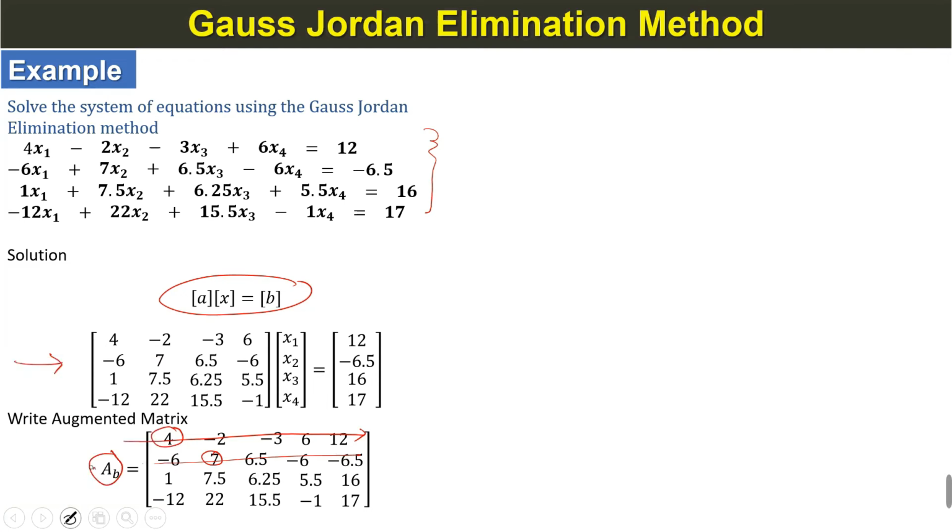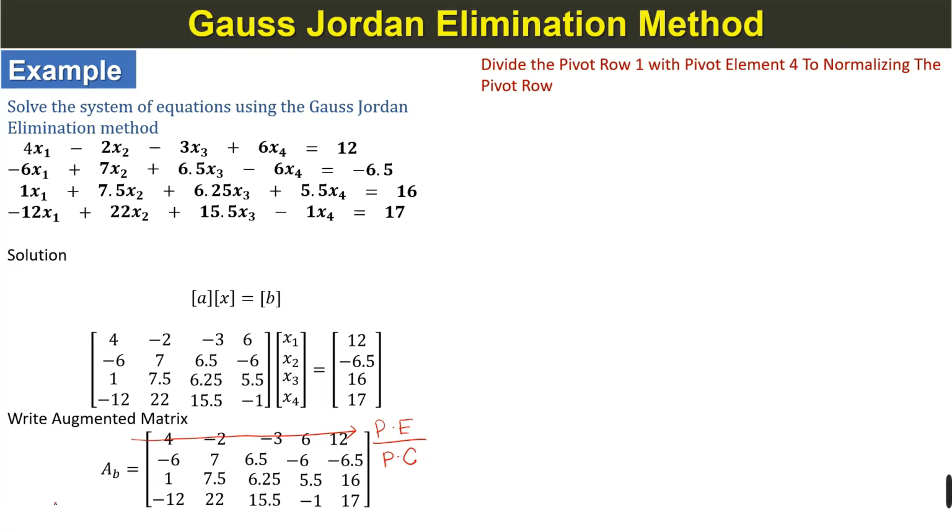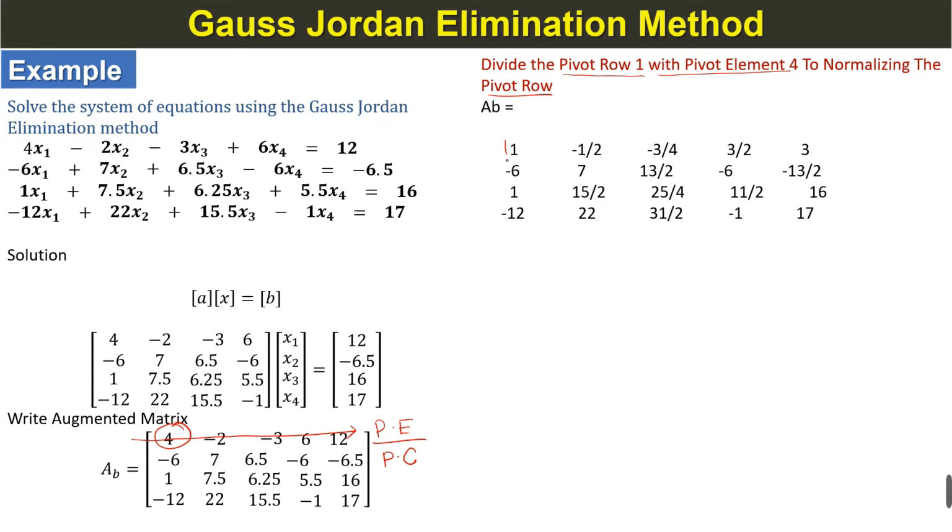So first we normalize this pivot equation by dividing by the pivot coefficient. Divide the pivot row 1 by the pivot element 4 to normalize the pivot row. So this is the pivot element or the pivot coefficient. So here we have a normalized pivot equation with pivot coefficient 1.